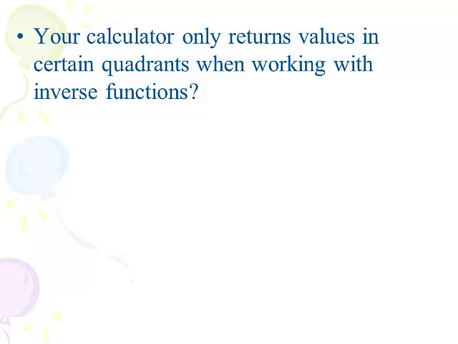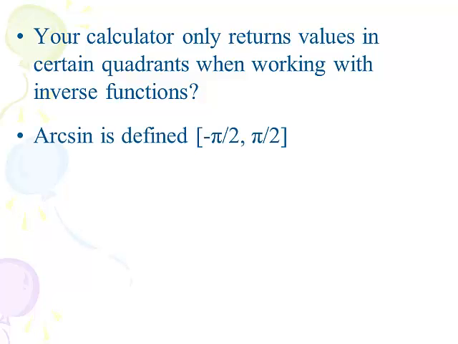And your calculator will be a large help here, because your calculator only returns values in certain quadrants when working with inverse functions. So this is going to be a help for you to determine the ranges for inverse sine, cosine, and tangent. Because again, we're going to call these functions. So every time we do the inverse sine, cosine, or tangent of a value, there can be one and only one answer. Every time we find the inverse sine, or rather the arc sine of a value, it is always defined between negative pi over 2 and pi over 2 inclusive.